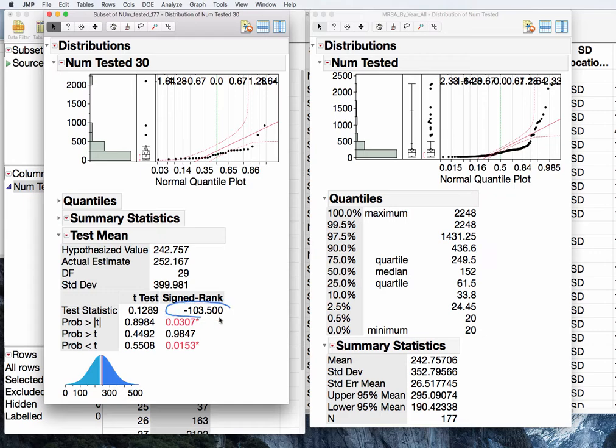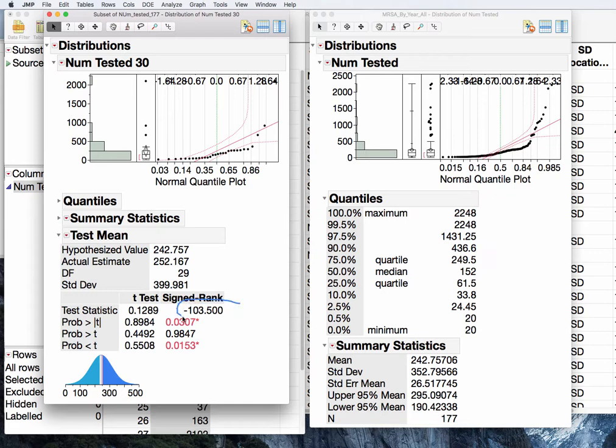We can ignore the minus 103.50. The signed rank value will change depending upon your sample size. Remember, what the signed rank test does is it essentially puts all of these values in order, and it will look at whether or not each is above or below this value. If it's above, it gets a positive. If it's below, it gets a negative. Those are summed up and compared to a distribution.